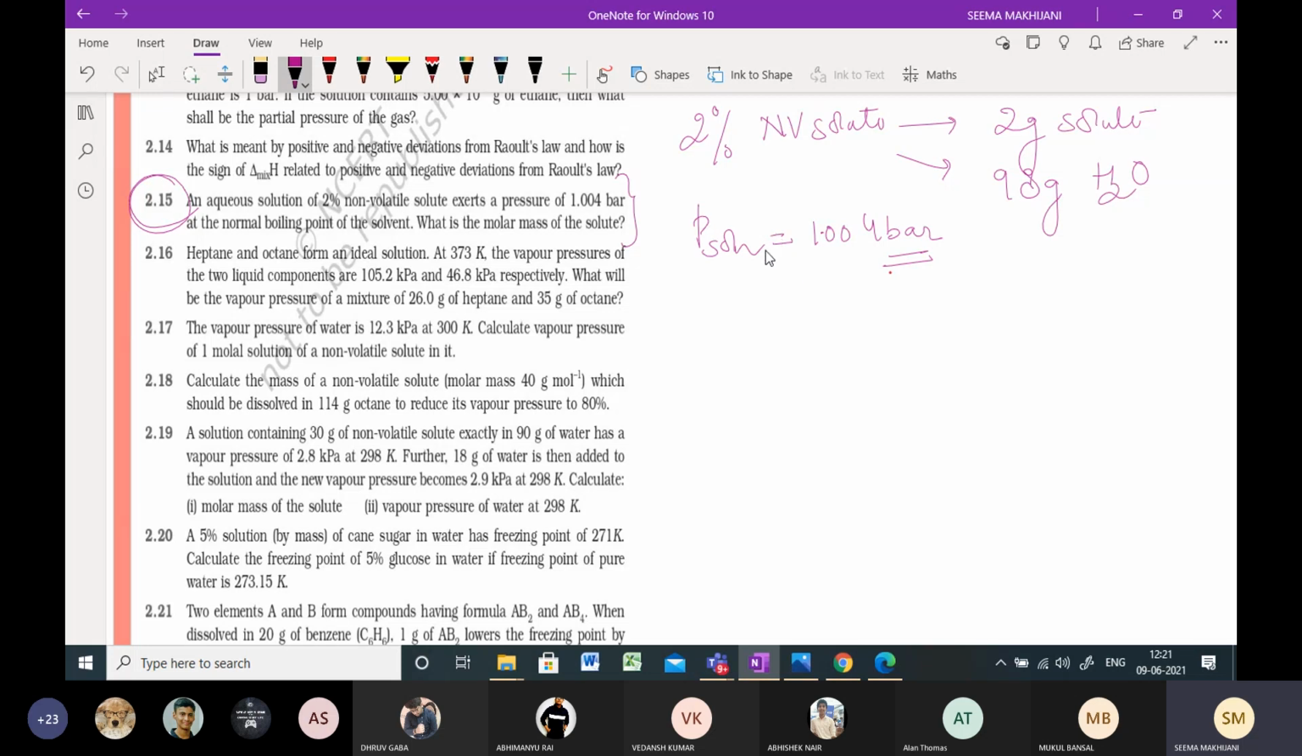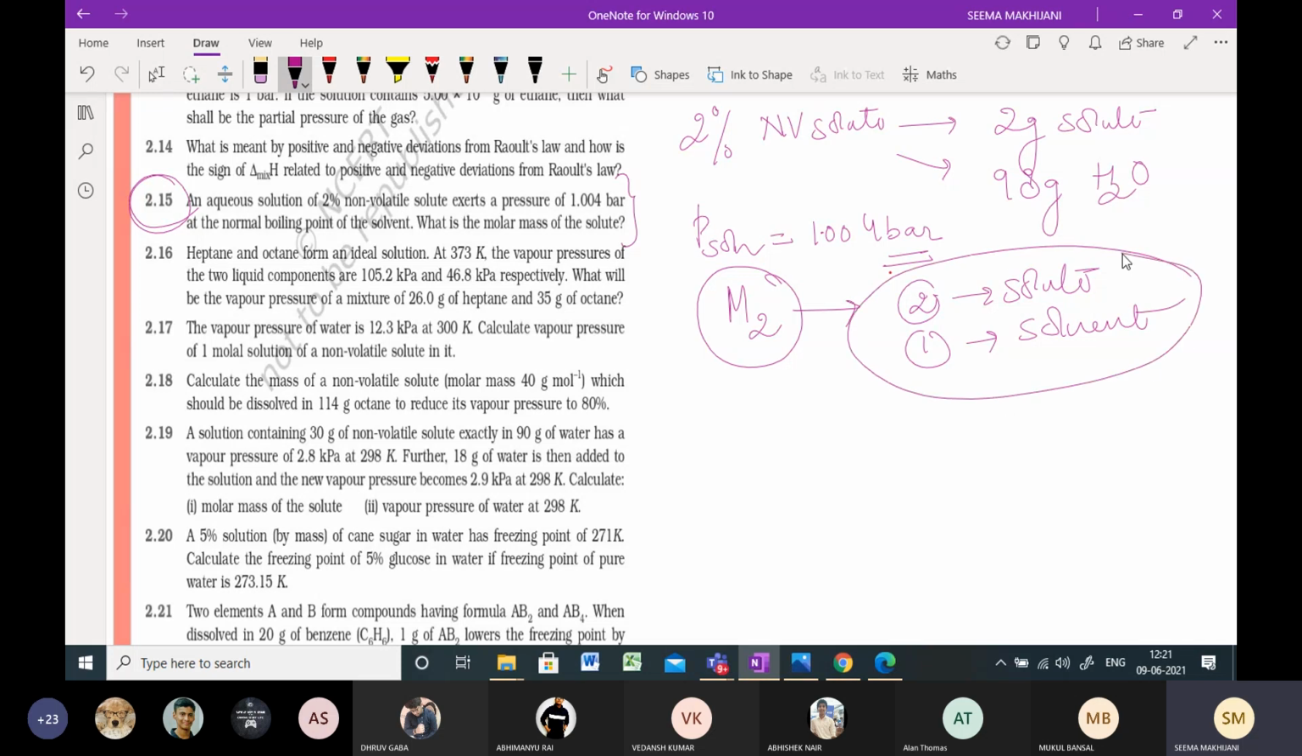Now, what is the molar mass of the solute? That means you need to calculate M2, molar mass of the solute. I always use 2 for solute and 1 for the solvent. The book also does the same. Now the problem lies in which particular formula is to be used. Since it is a vapor pressure question, the formula is the relative lowering of vapor pressure. I'm writing the formula down. P01 minus P solution divided by P01 is equal to mole fraction of the solute.